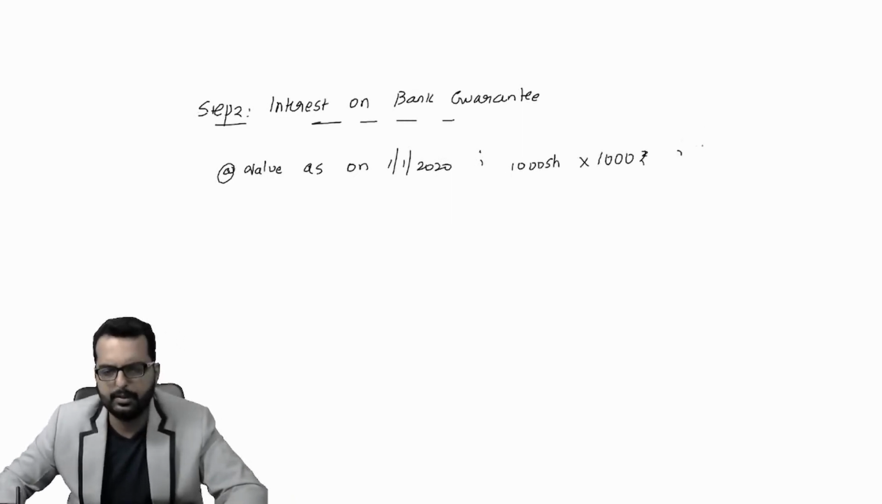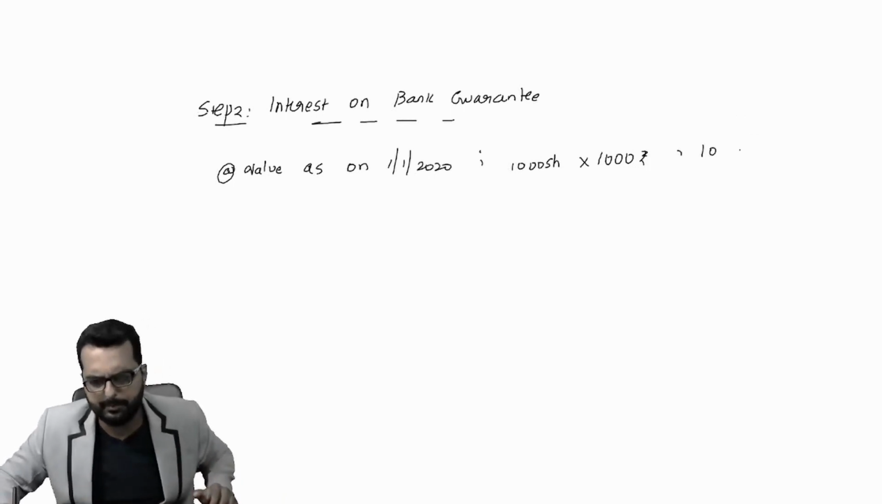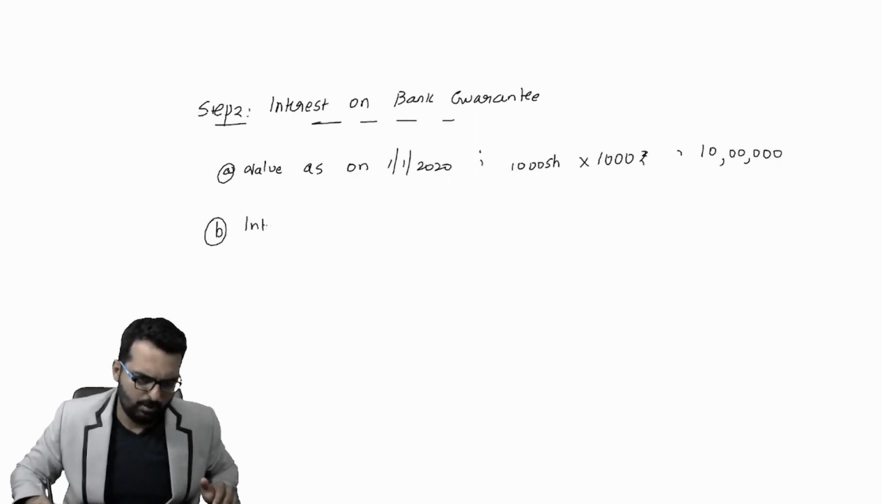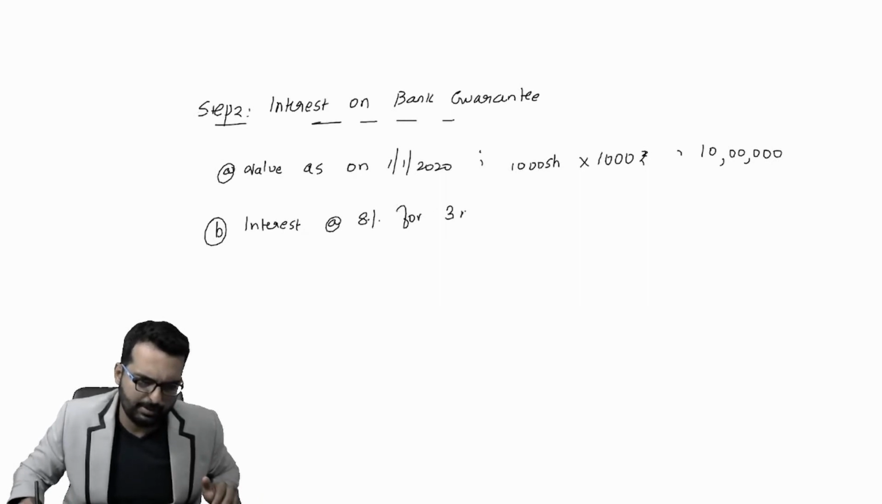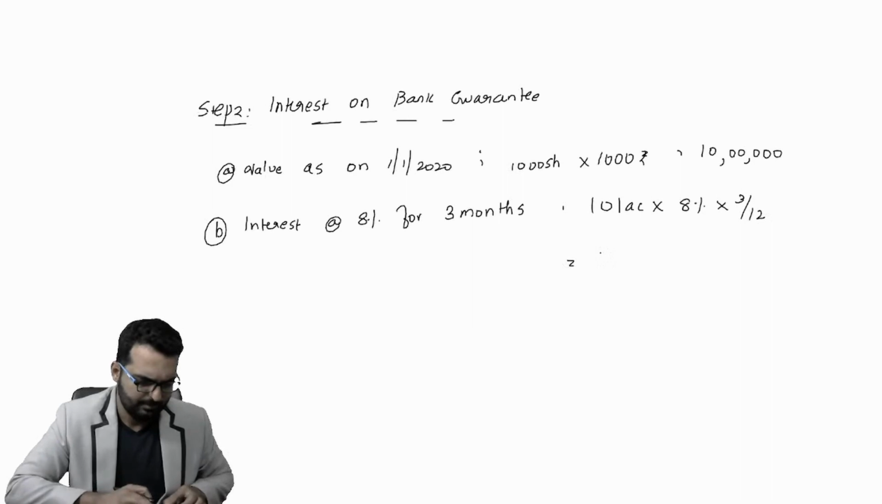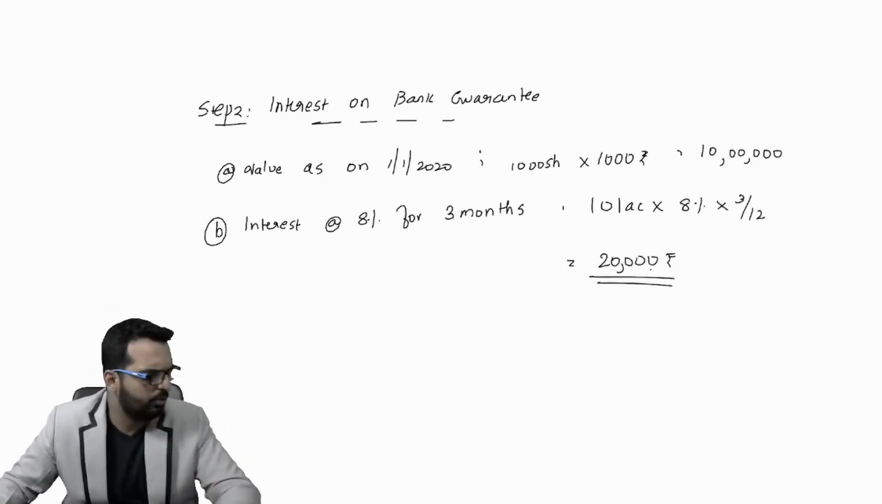into 1000 rupees. So that would turn out to be 10 lakh, right? Just confirm? Yes. On this, you will have interest at the rate of 8% for how many months? For a period of 3 months, into 3/12. You get the answer as how much over here? 20,000 rupees. Can you write down this also in your books now?